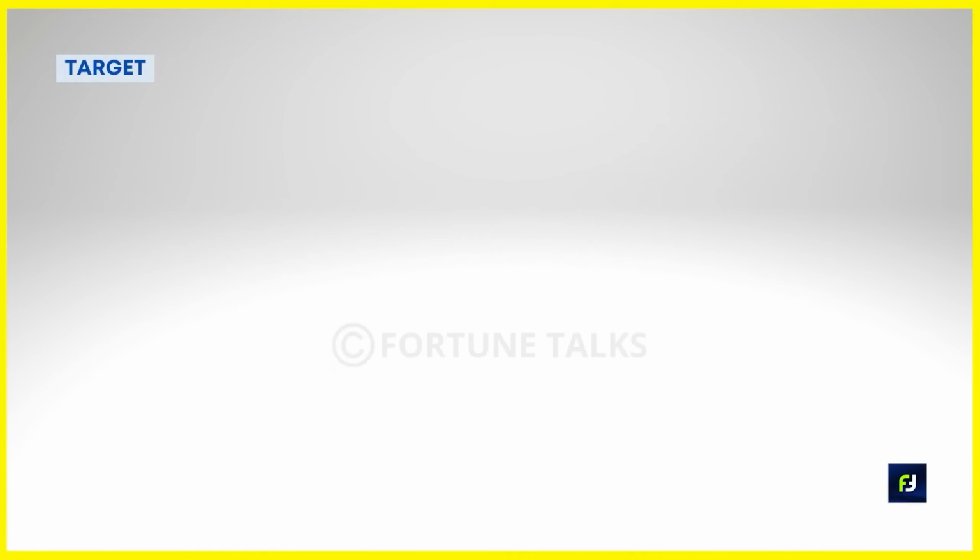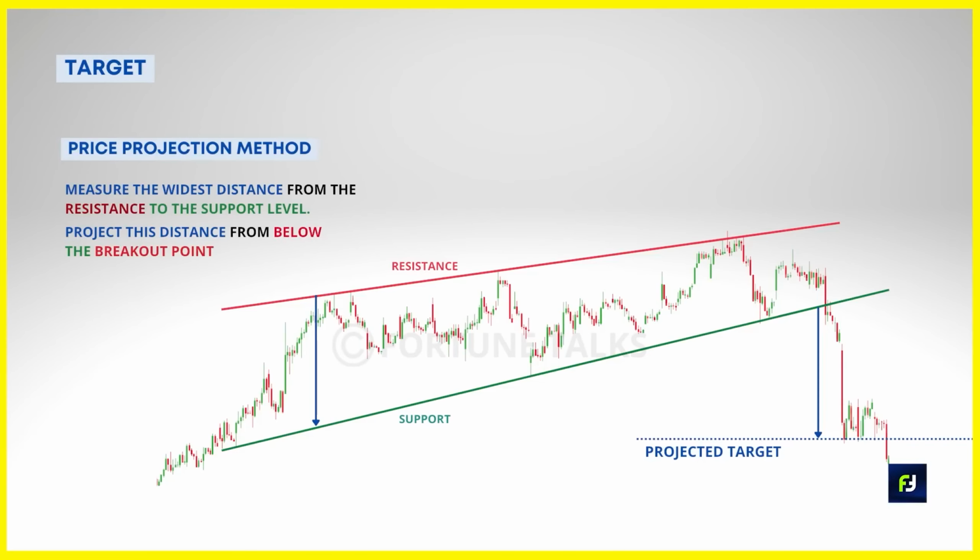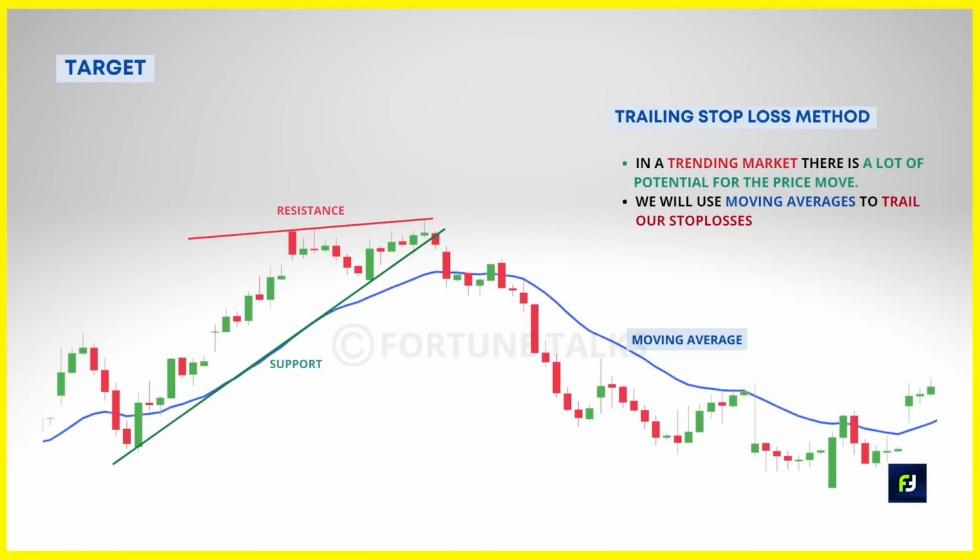Now there are many ways you can cash in your winners. And one of the most common approaches is to have a predetermined profit target. Now the target can be measured by taking the distance of the back of the wedge, or the widest portion of the wedge, from the support to the resistance level, and then extending this distance down from the trend line breakout point. You can also choose to trail your stop loss until the market takes you out of the trade.